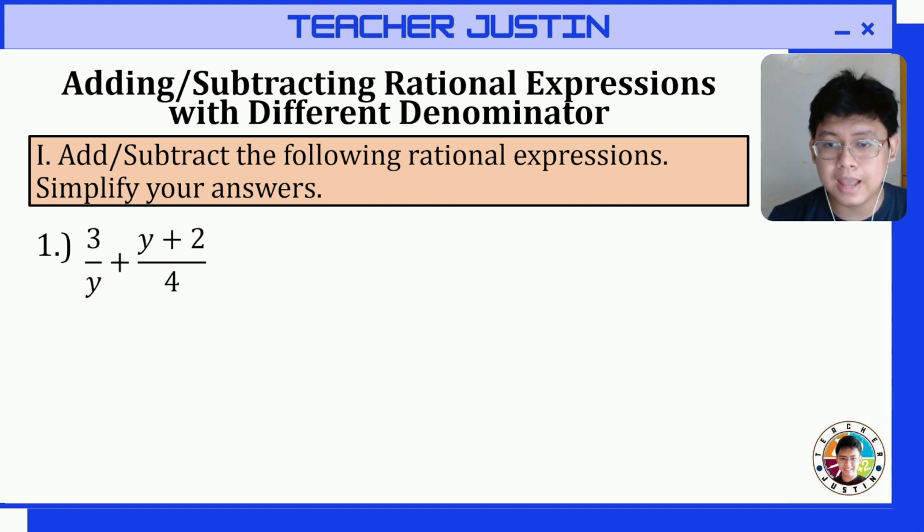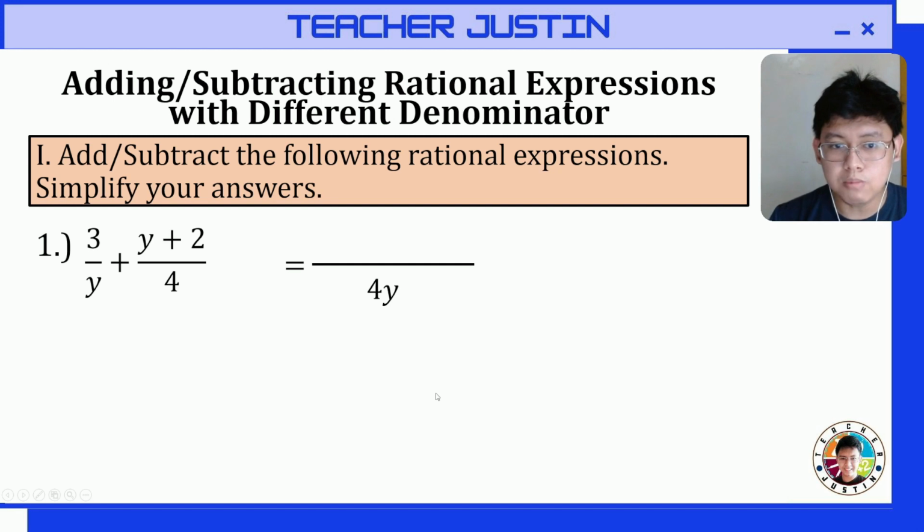So, ang first step natin in order for us to add these two rational expressions is for us to get the least common denominator. So, looking at our denominators, they don't have a common factor. So since they don't share a common factor, we will just multiply y and 4. So our least common denominator will be 4y.